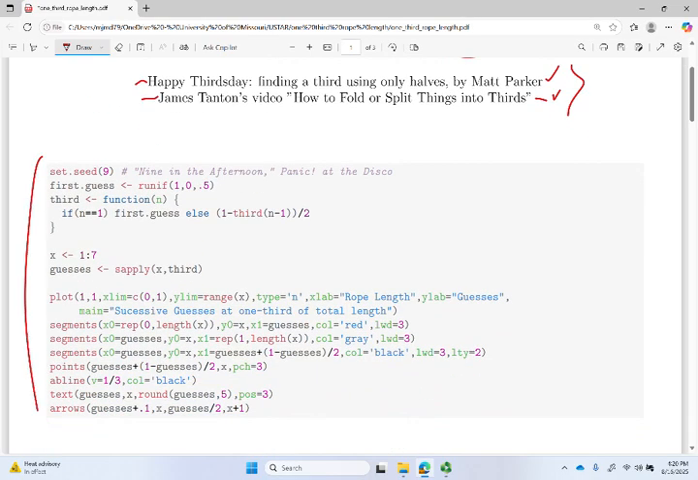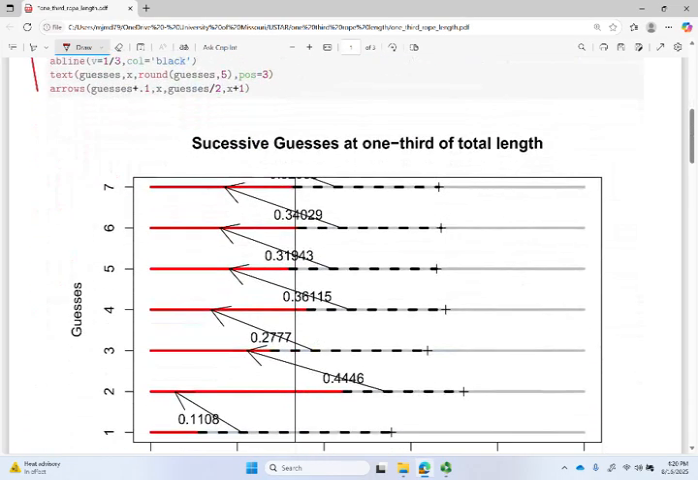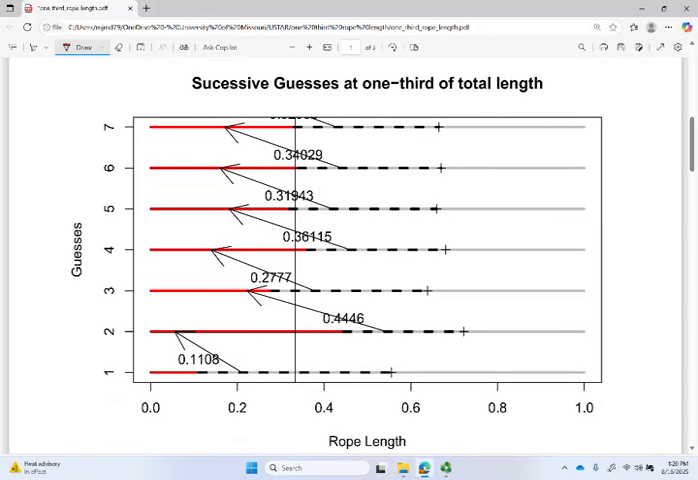Now, we're not going to go through the R code because I really just want to show you the math behind it. So we have some length of something. I'm going to call it a length of 1. And you guess at 1/3. Then whatever's left over, you halve it, and that half is the new guess for 1/3. And then you iteratively do this.